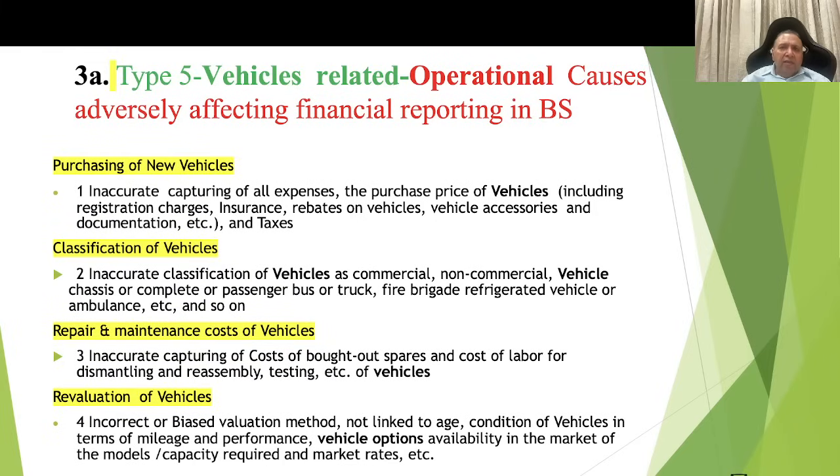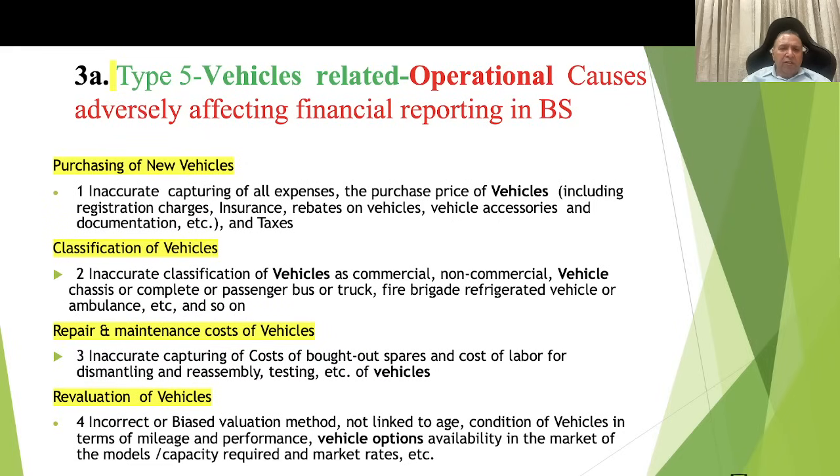Type 5, vehicles related operational causes that can adversely affect the financial reporting in the balance sheet. Purchasing of the new vehicles: inaccurate capturing of all expenses for the purchase of vehicles, including registration charges, insurances, rebates on vehicles, vehicle accessories, and documentation charges and taxes. Classification of the vehicles: inaccurate classification of the vehicles as commercial or non-commercial vehicle, chassis or complete, passenger bus or truck, fire brigade, refrigerated vehicles, ambulance, and so on.